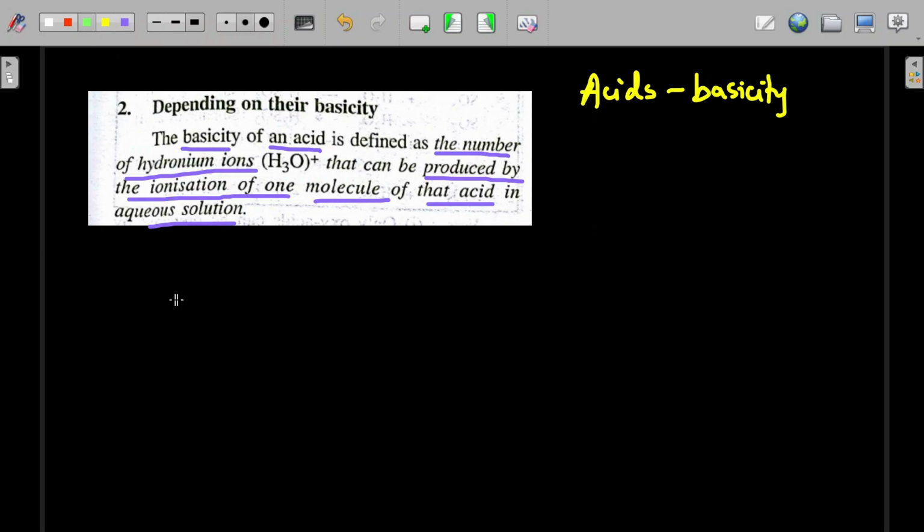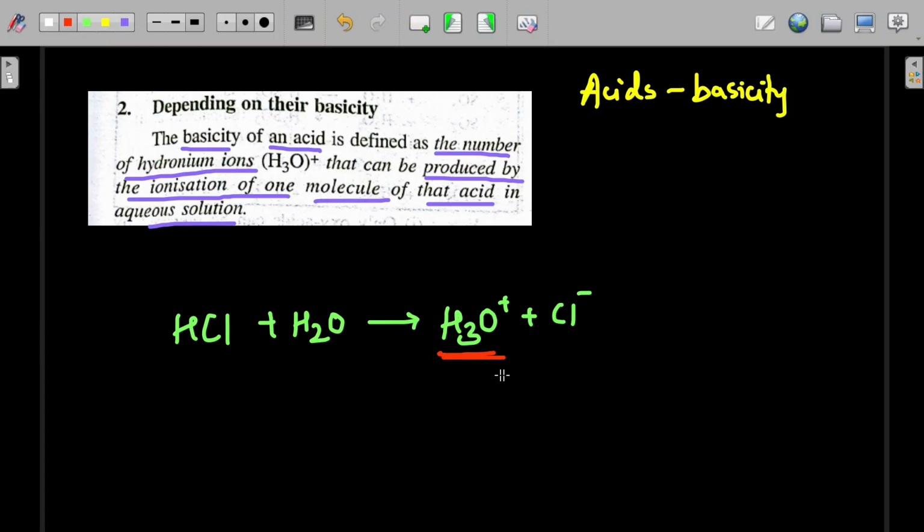See, in simple words, you take any one acid, say for example HCl. What I will do, I will dissolve it in water. One molecule of HCl I have taken, I will dissolve it in water. Then I will see how many hydronium ions it can produce. So HCl is producing only one hydronium ion. Therefore, we will call the basicity of it 1.